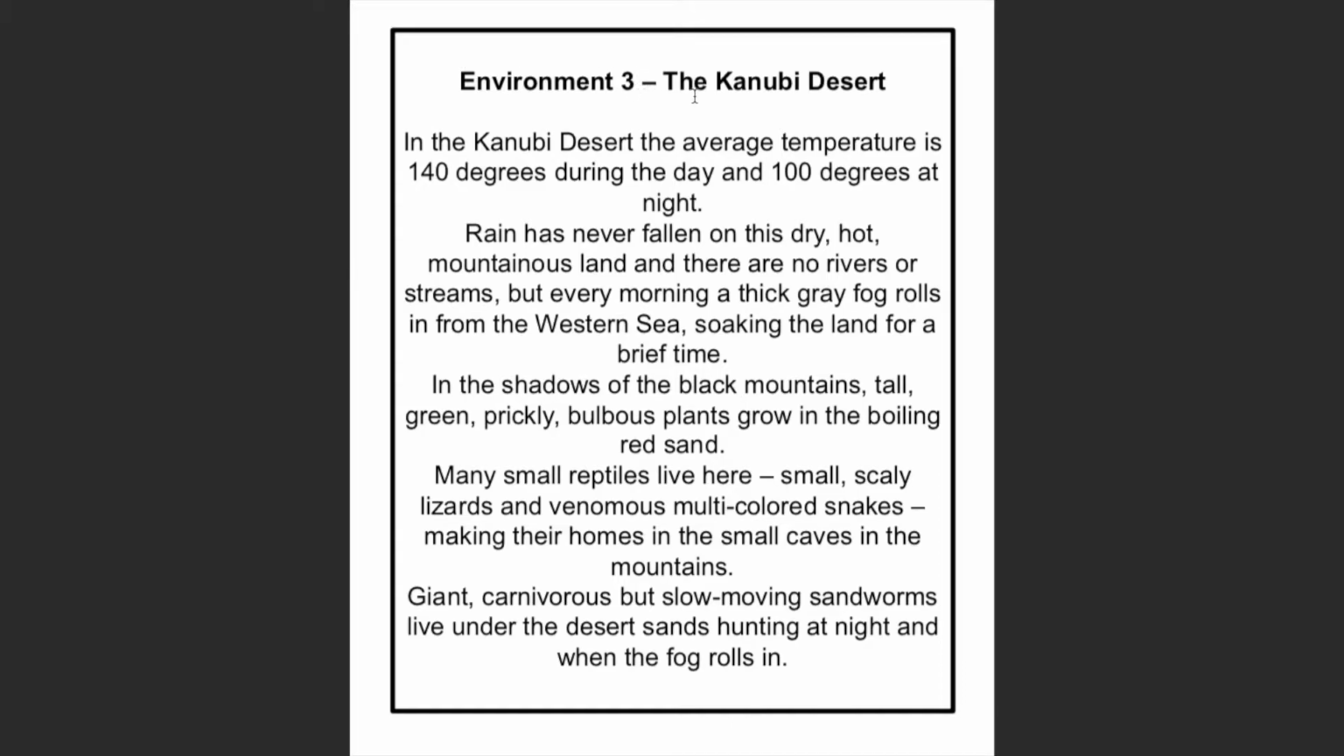Environment 3, the Canoe Desert. In the Canoe Desert, the average temperature is 140 degrees during the day and 100 degrees at night. This might be some important information that we should highlight just to show how hot it is in our climate. So this information here is probably good information to know about our animal's climate.